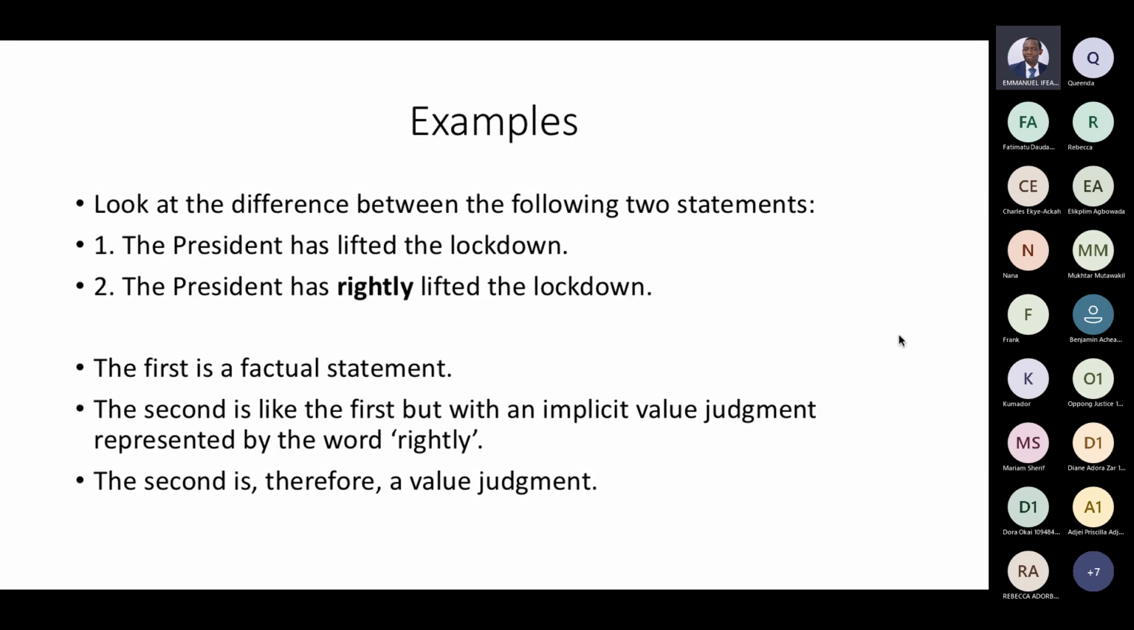Now, let's look at these examples. Look at the difference between the two statements. The president has lifted the lockdown, and then, the president has rightly lifted the lockdown. You notice that the difference between the two is that the word rightly has been inserted in the second. So the first is a factual statement, and the second is like the first one with an implicit value judgment represented by the word rightly. So the second is, therefore, a value judgment.